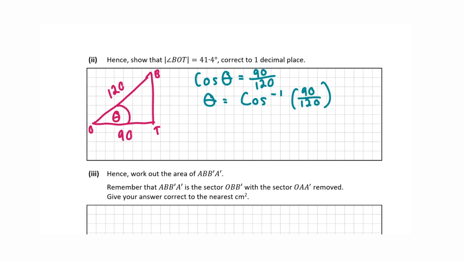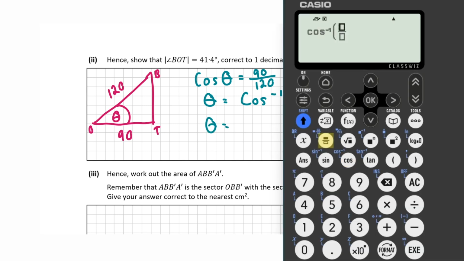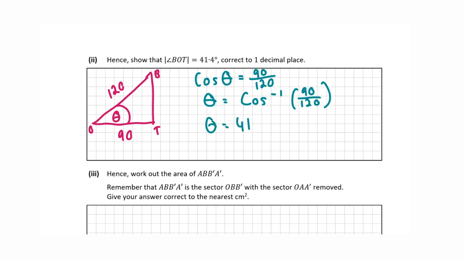Now you just need to put that into your calculator. That should give you an answer of 41.4 to 1 decimal place, so it's the same as the answer at the start of the question. To prove that, you get a total of 10 marks.